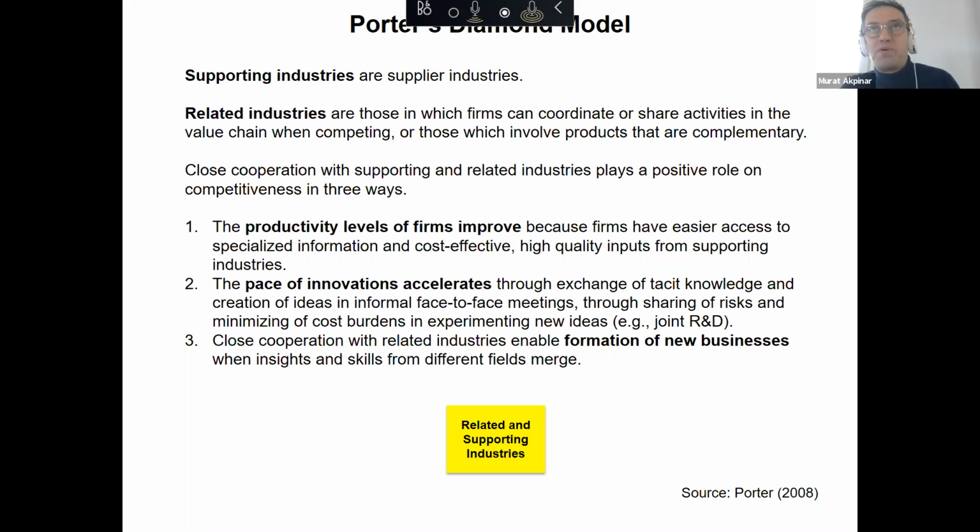Secondly, we will be cooperating with them to make innovations, so we can have a higher number of innovations that contributes to our innovativeness. And third, by interacting with these actors based on trust and on sharing tacit knowledge, new business ideas can come up, leading to the formation of new businesses. We should also talk a bit about related industries. It's not only the suppliers, but when we talk about related industries, this is perhaps a bit vague. What do we mean by related industries?